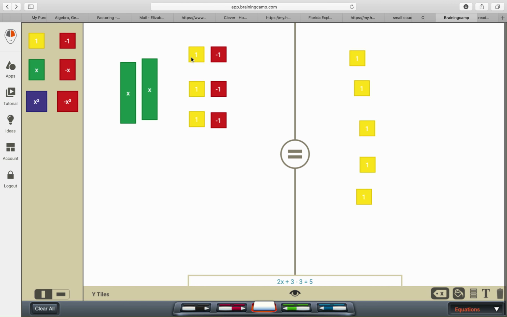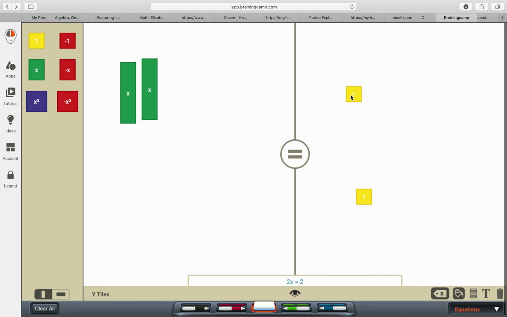So whatever we did to one side of the equation, we have to do the same thing to the other side of the equation. So I added 3 negative tiles to that side, so I have to add 3 negative tiles to the other side of the equal sign. Now our equation is balanced. Now, if you grab a red tile and a yellow tile and put them on top of each other, they disappear. Since they're a zero pair, they equal 0, therefore they disappear. So let's go ahead and make these zero pairs disappear.